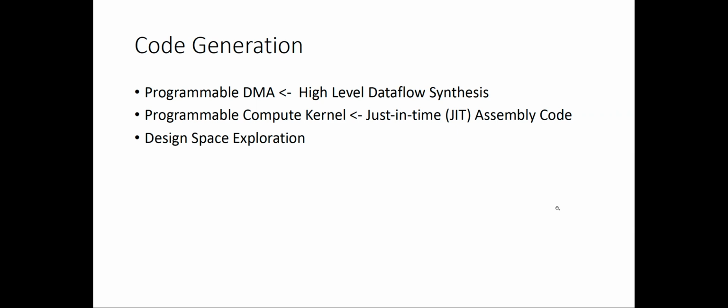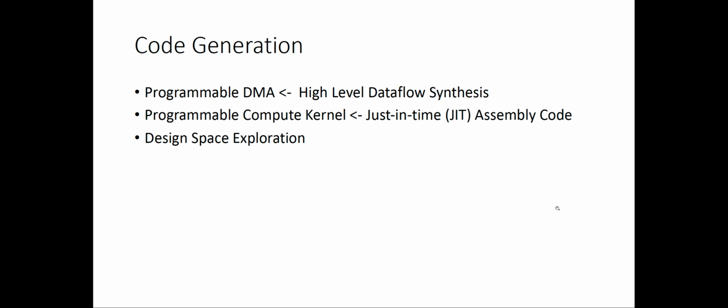And for the DMA part, we want to build a high-level data flow synthesis framework to compile the convolution kernels into different kinds of data flow or different kinds of data transfer schemes. And for the programmable computation kernel, that's where we adopt the JIT, that's just-in-time assembly code generation, to generate highly efficient kernel code when given a certain shape of convolution computation. So that's how we lay the foundation of this automation.